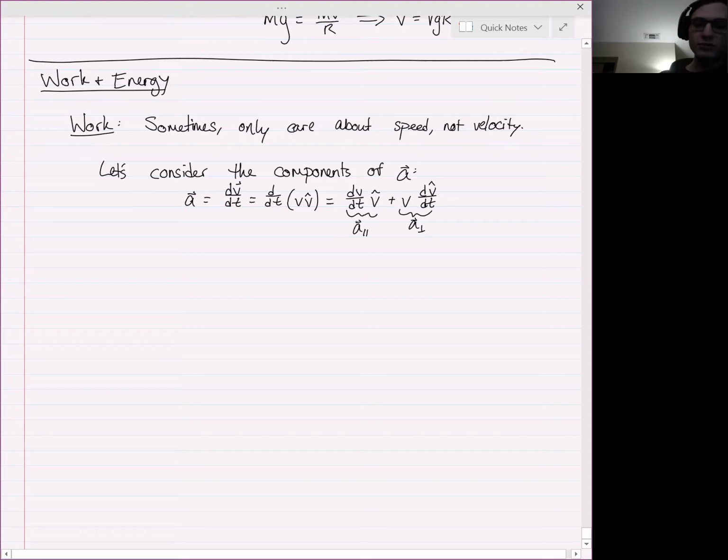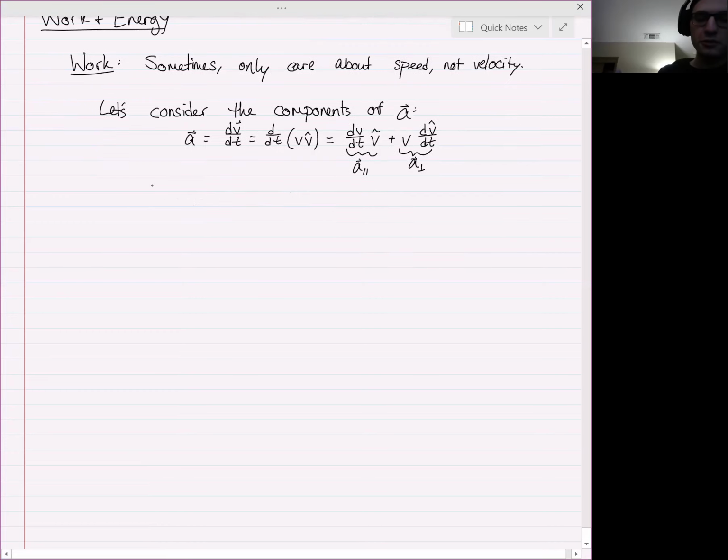So note that a dot v hat, this is the component of the acceleration in the direction of the velocity, is dv/dt v hat dot v hat. And if you're confused as to how I'm doing this calculation, go back and check the earlier videos where I go over that. Plus v dv hat/dt dot v hat.